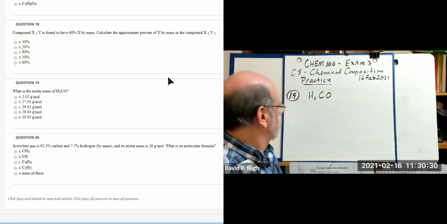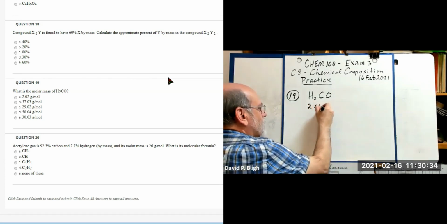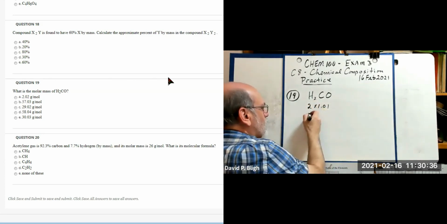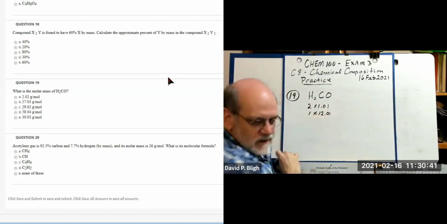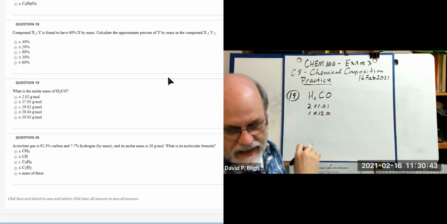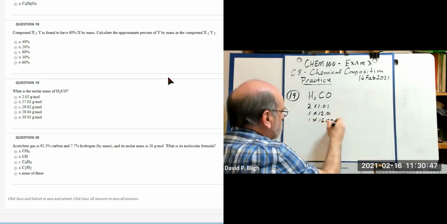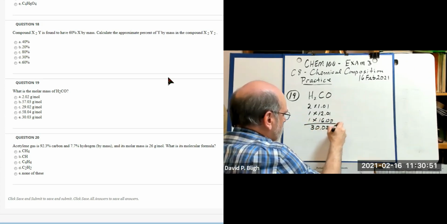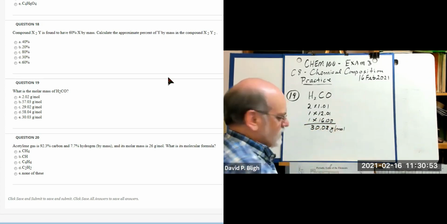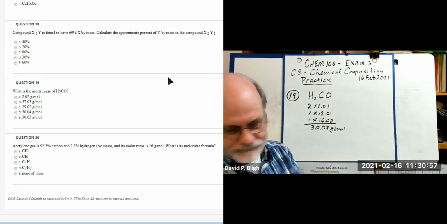All right. Well, you need 2 hydrogens. You need 1 carbon. And you need 1 oxygen. That gives .03 grams per mole, which is E.